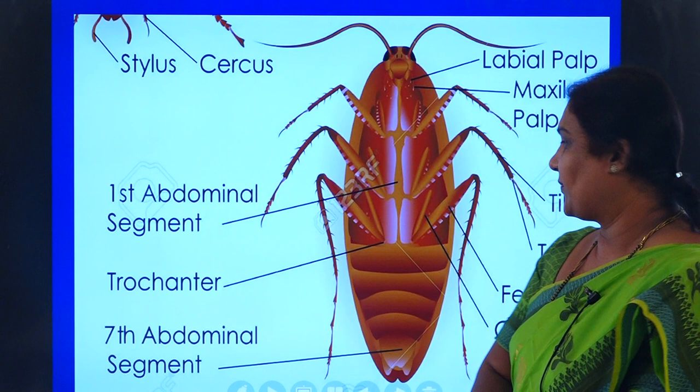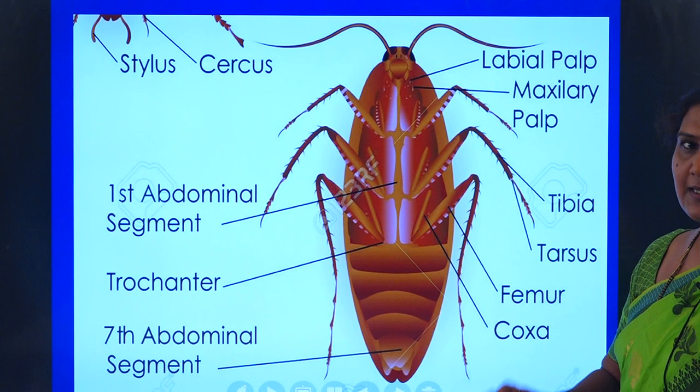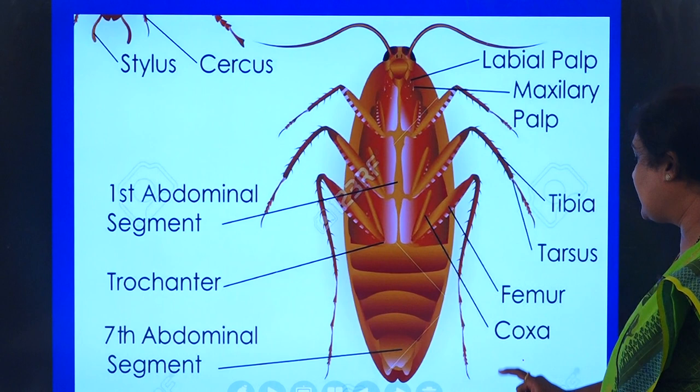Okay, so see here, in the abdominal region there are various segments. So 9 segments are clearly seen in a male cockroach, 7 are clearly visible in a female cockroach, but totally there are 11 segments that are present over there.